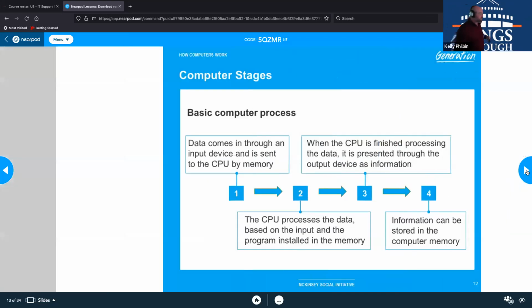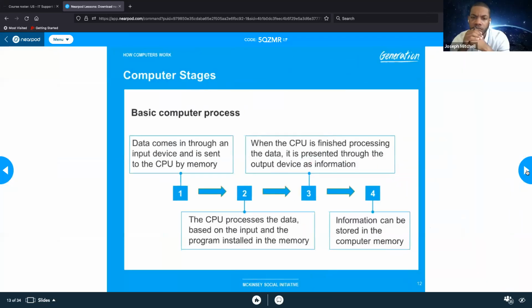All right. Basic processing for the computer. Data comes in through an input device, be that a keyboard, a mouse, network interface card, something. And it's sent to the CPU so the CPU can interpret and process and basically figure out what that is supposed to mean. And the CPU processes that data based on the input that brought it in, and the program or data or whatever is installed into the memory.